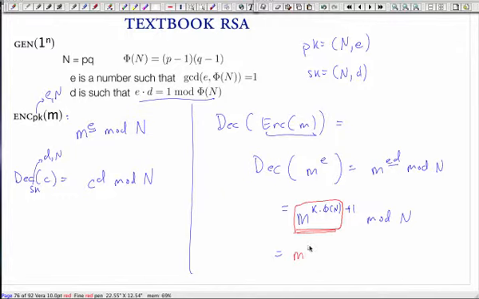This is like m to the phi of n to the k times n mod n. Exactly. So this is basically 1 times m mod n. Does everybody see that? This part, by Euler's theorem, this is just 1 to the k, which is also 1. And since we have that extra 1 right here, we pull that m down.